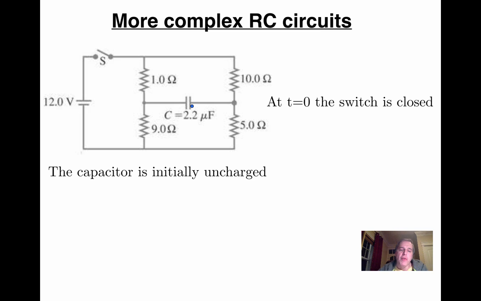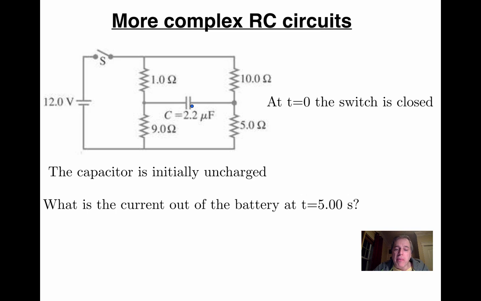Let's say you ask the following question: what is the current out of the battery at 5 seconds. How would you answer that? Again, you can say, well, this is a charging circuit because the capacitor is initially uncharged. You close the switch, so you know charges will start to accumulate on the capacitor. But before we can use any equation that we've seen before, we will have to simplify all of that in the form of just one resistor connected in series with the capacitor. So we'll have to combine all the resistors together here.